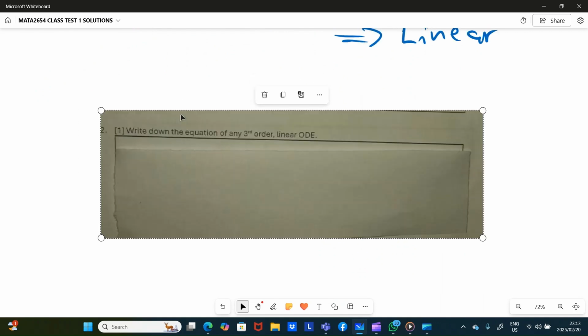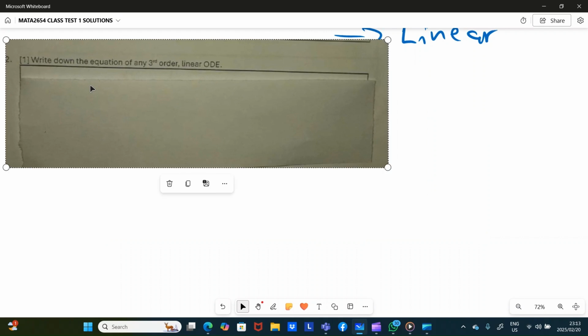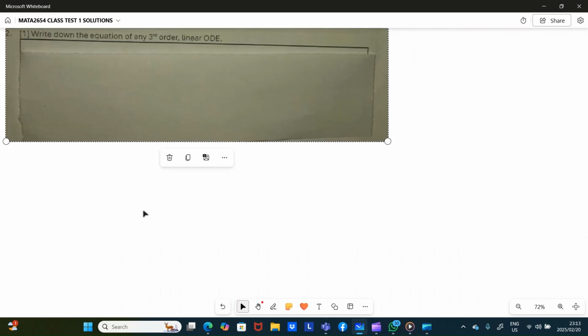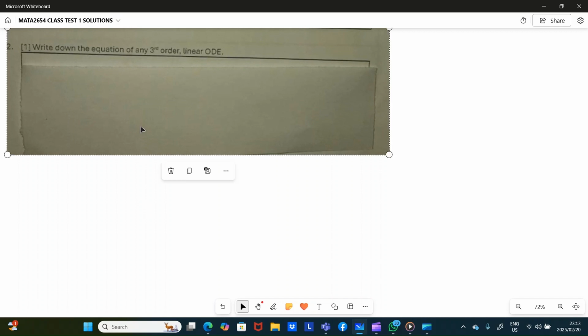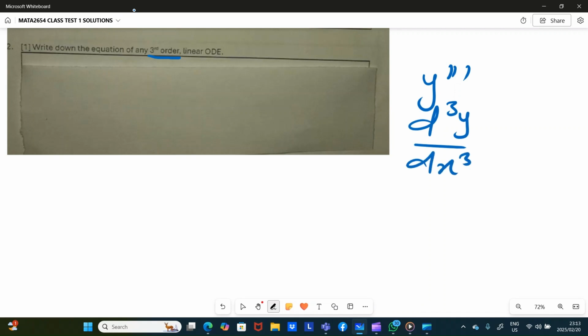So I'll quickly just paste it here. The second question was saying that we should write down the equation of any third order linear ordinary differential equation. So here are the keywords. They want it to be a third order. That means we want to write something that is of y triple prime. You can play around with the notation, even if you write it as the third derivative of y with respect to x like this, it's still the same thing.